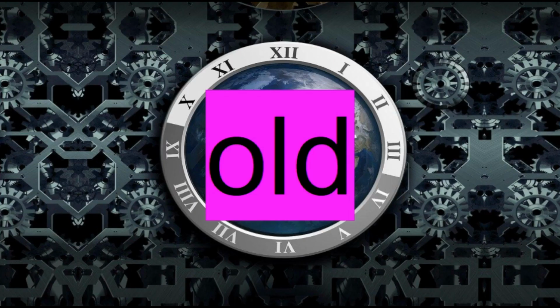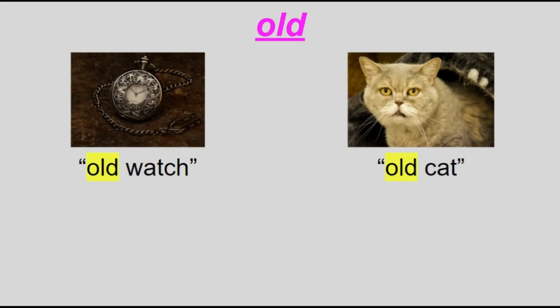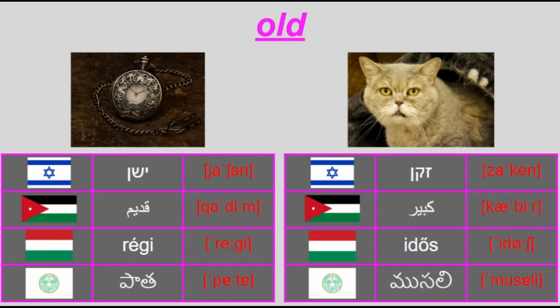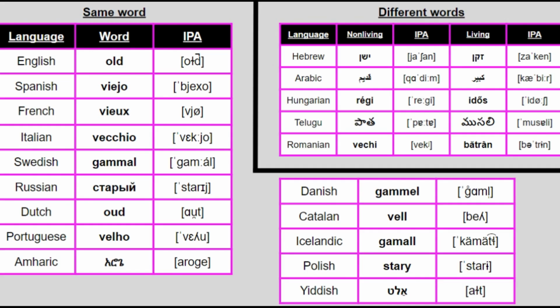Because on the other end with the word old, it's a different story. As seen in English, just one word is used for both concepts, old. Same goes for Spanish with viejo, Swedish with gammal, and Polish with stary. But plenty of other languages do make the distinction between things and people here, like Hebrew with yashan and zaken, Arabic with qadim and kabir, which also means big, Hungarian with régi and idős, and Telugu with pata and musali. So here's the actually relevant chart for these concepts.